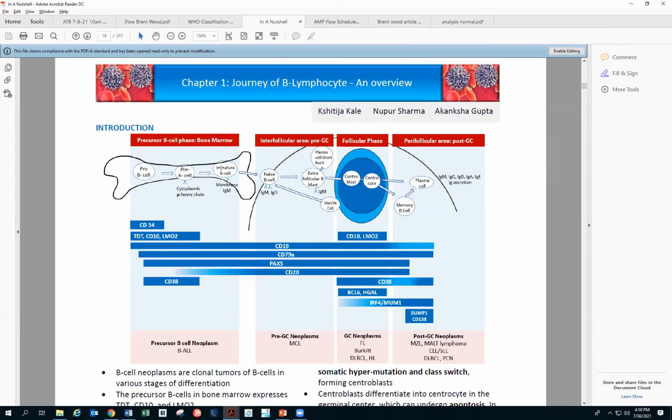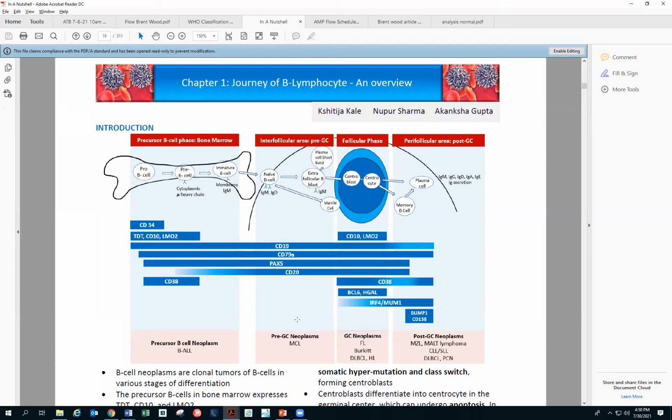So again, these three cells, the immature, pre-B, pro-B, develop a B-ALL, and we have a spectrum of B-ALL that depends on what kind of blast or immature cell it has, and we always talk about it as more mature B-ALL or more immature.